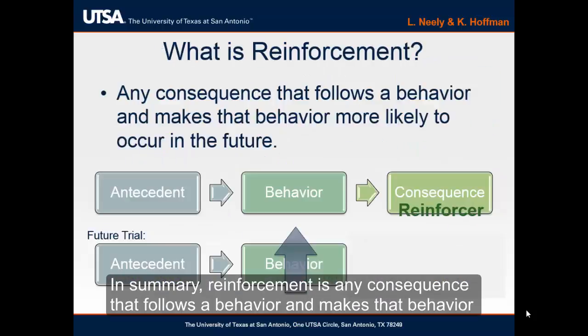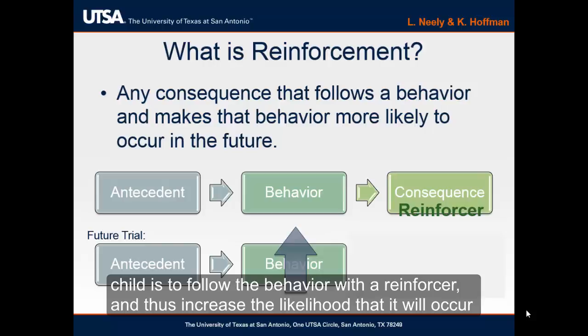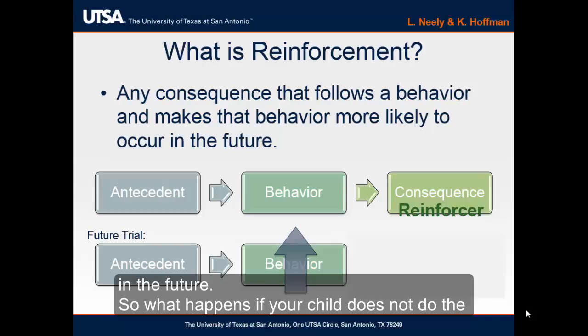So in summary, reinforcement is any consequence that follows a behavior and makes that behavior more likely to occur in the future. So the key to teaching any new skill to your child is to follow the behavior with a reinforcer and thus increase the likelihood that it will occur in the future.